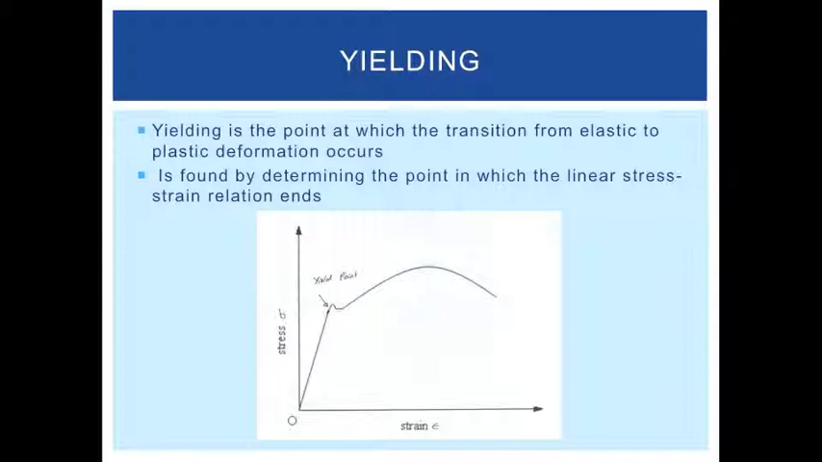Yielding is the point at which the transition from elastic to plastic deformation occurs. It is found by determining the point at which the stress-strain curve is nonlinear. The yield point is important to know, because most structures are designed so only elastic deformation occurs, and structures that have deformed past this point may not be capable of functioning properly.